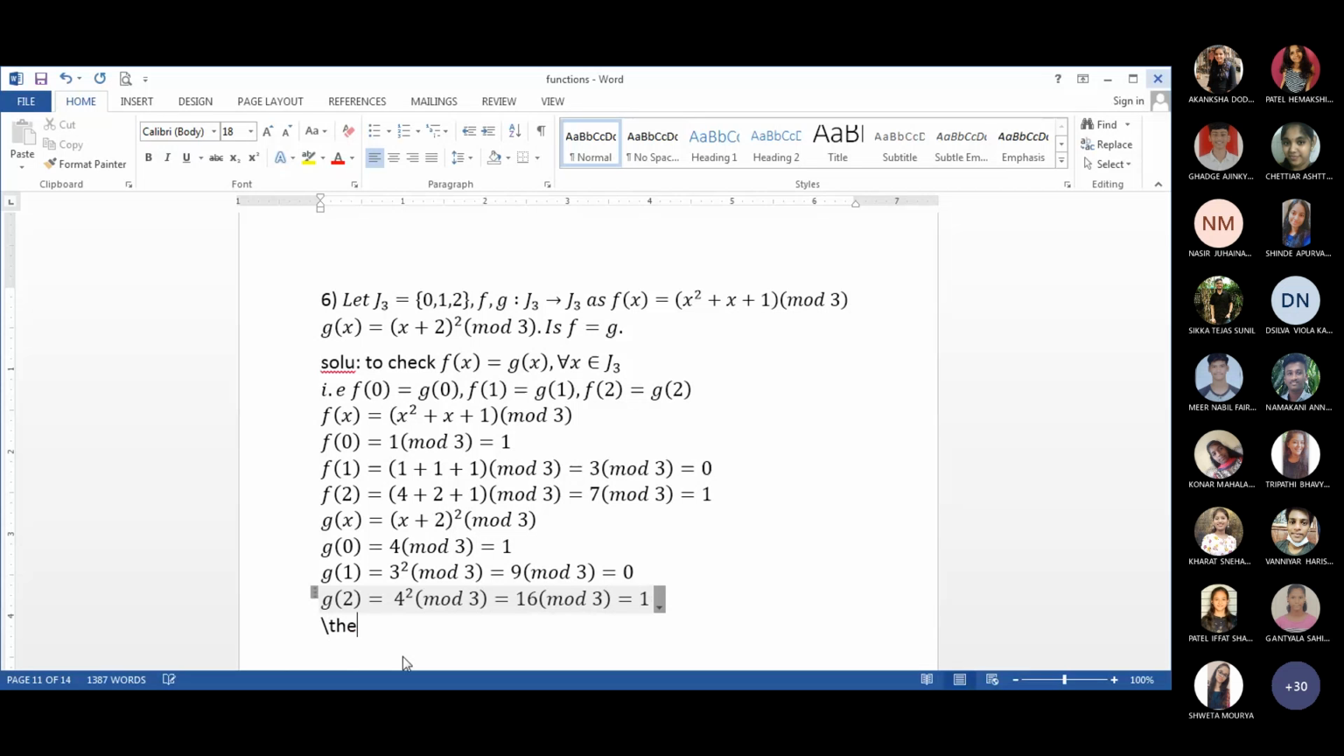So we can easily check that f of x is equal to g of x for all x belonging to J3, and therefore we can say f is equal to g. Okay, this gives us that f is equal to g.